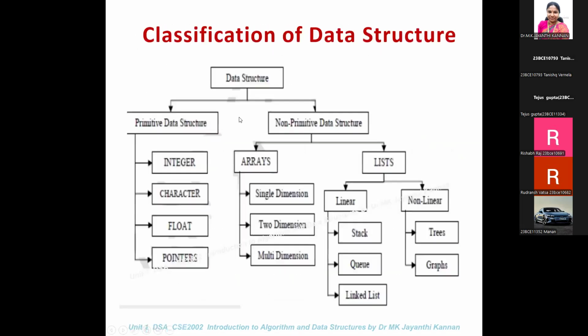The same way, built-in is called primitive and user-defined is called non-primitive. Primitive means integer, character, float, and double. Non-primitive means arrays, which may be single dimensional, 2-dimensional, or multi-dimensional. List means linear and non-linear. Linear means stack, queue, and linked list. Non-linear means trees and graphs.